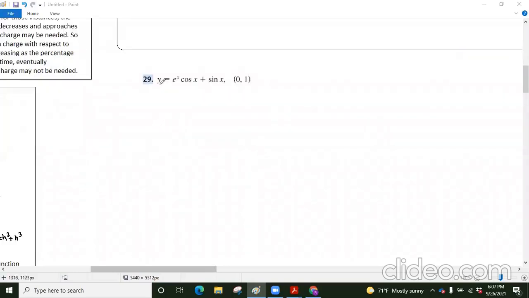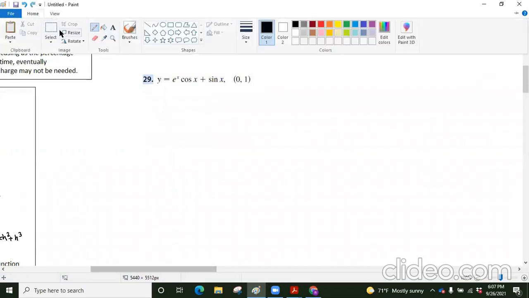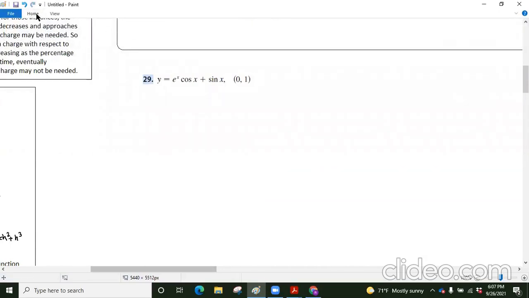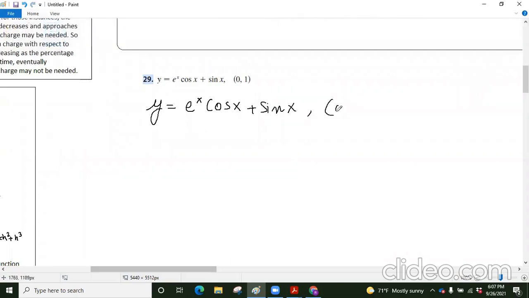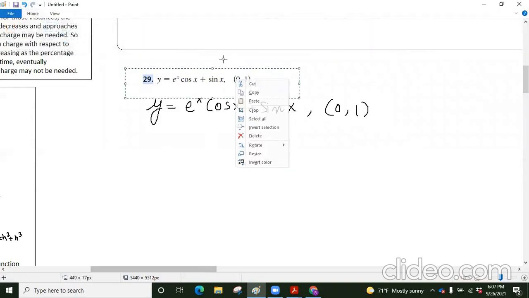This question wants us to find the equation of the tangent line. We'll write this so that it's a tad bit bigger. We'll say that y equals e to the x times cosine of x plus sine of x, at the point 0, 1.